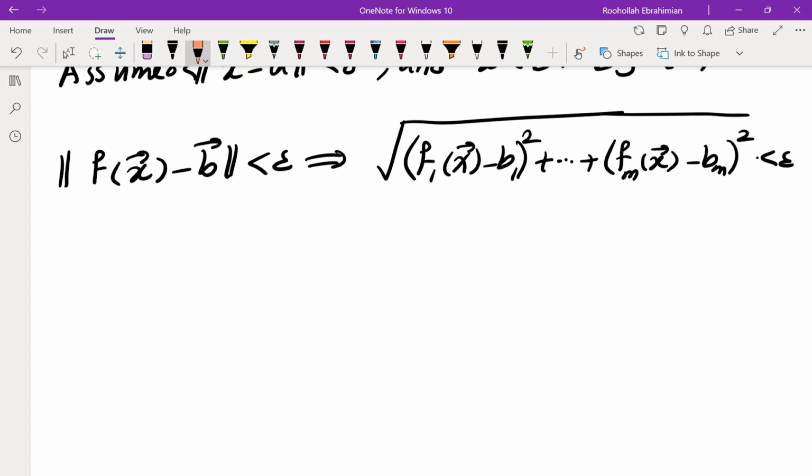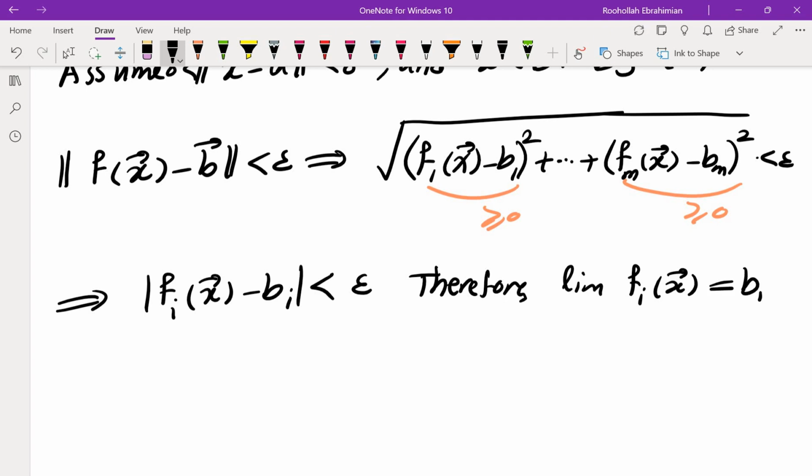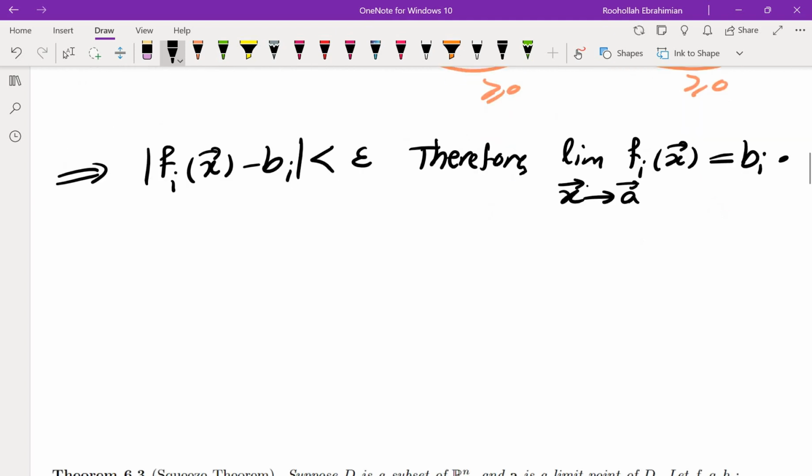Now, because all of these terms are positive, every one of these terms is greater than or equal to 0, I can drop them and get something smaller. So this means the absolute value of fi of x minus bi is also less than epsilon. And therefore, by definition, the limit of fi of x is in fact bi as x approaches a. And this is true for every i. So we proved one direction.